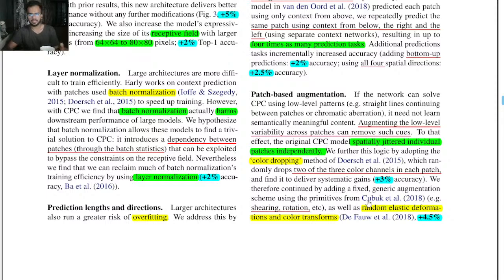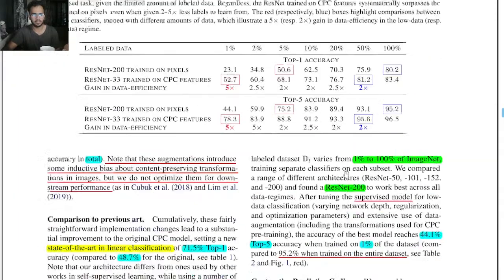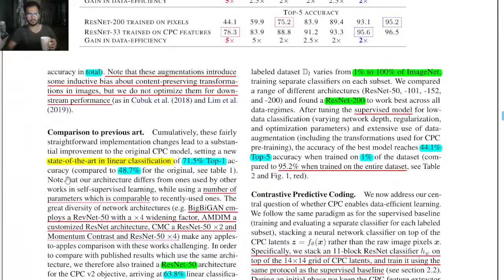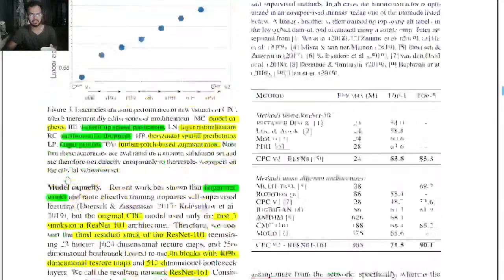They continued by adding fixed generic augmentation schemes from a couple of papers, such as shearing, rotation, as well as random elastic deformation and color transformations. And they got 1.5% more accuracy, giving a total of 4.5% increase. These augmentations introduce some inductive biases about content-preserving transformations in images, but we do not optimize them for downstream performance. So these were all the methods that were used.